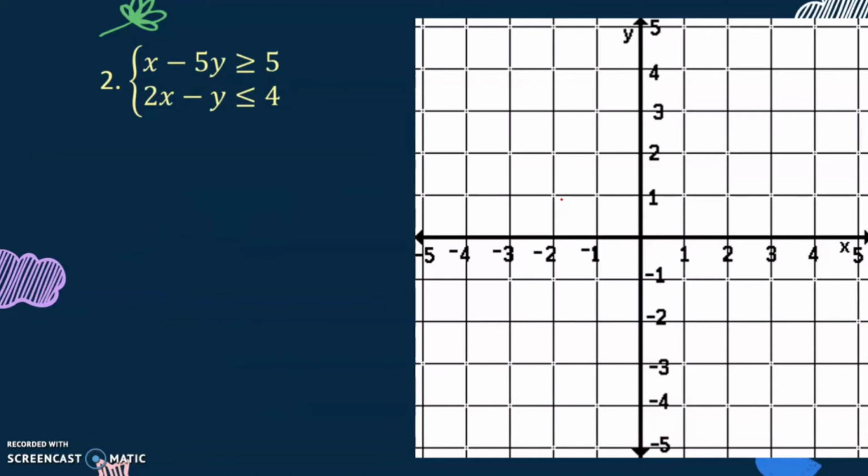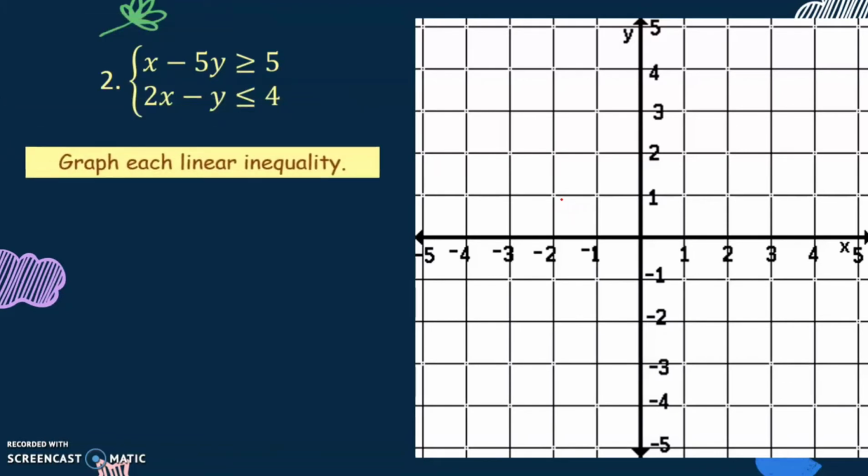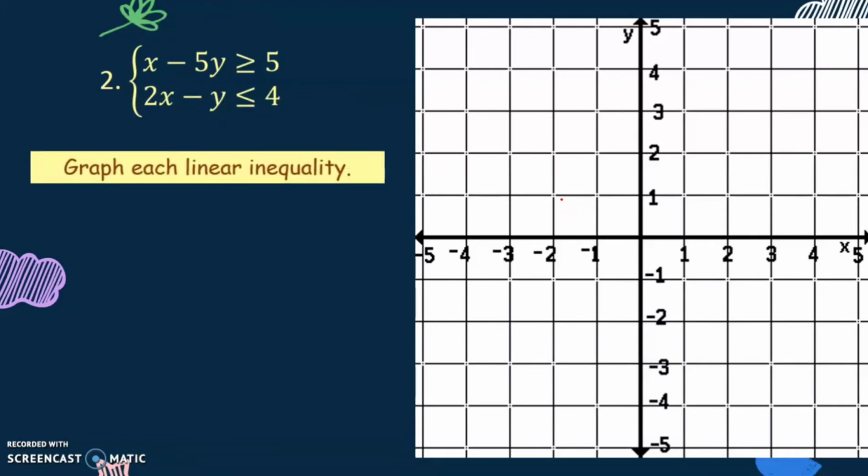We have x minus 5y is less than or equal to 5 and 2x minus y is less than or equal to 4. So first step is to graph each linear inequality. So let's start with x minus 5y is greater than or equal to 5. So write and graph the related linear equation, which is x minus 5y equals 5.